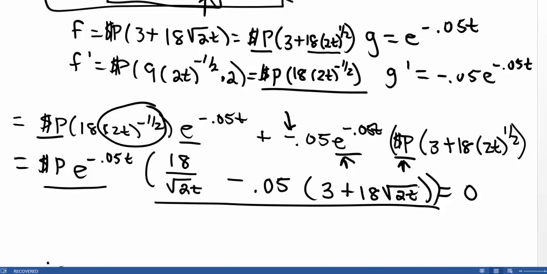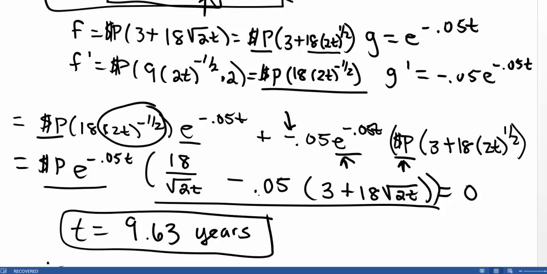I could take this, set it equal to 0, multiply everything through by the square root of 2t, make a variable substitution to turn it into a quadratic, but it'll be much easier to solve by either graphing it and finding the roots or asking a program like Wolfram Alpha to solve it. When I solve this, I'm going to get that t equals 9.63, which is in years. So this art should be sold in 9.63 years to get the most value for your money.